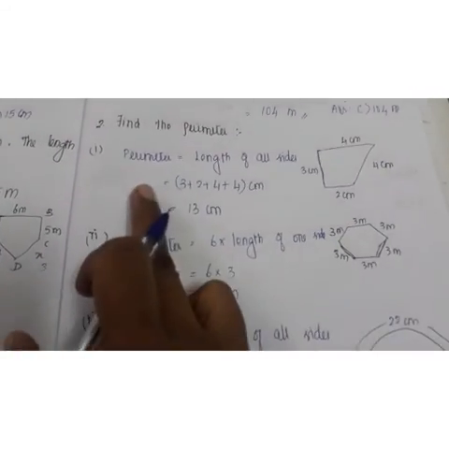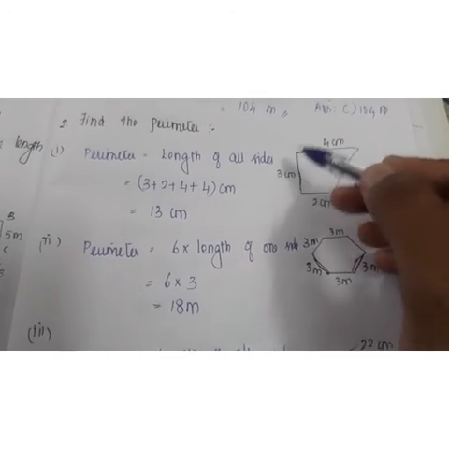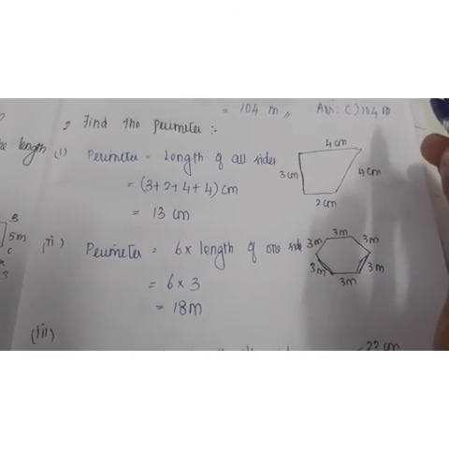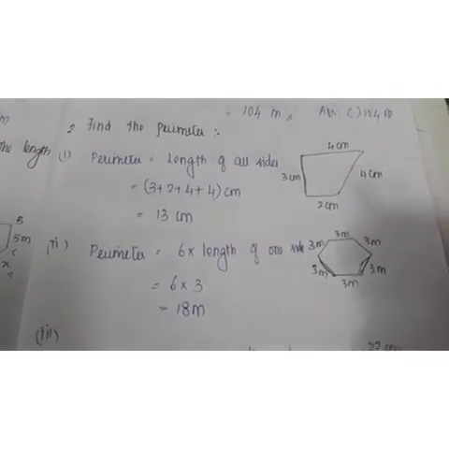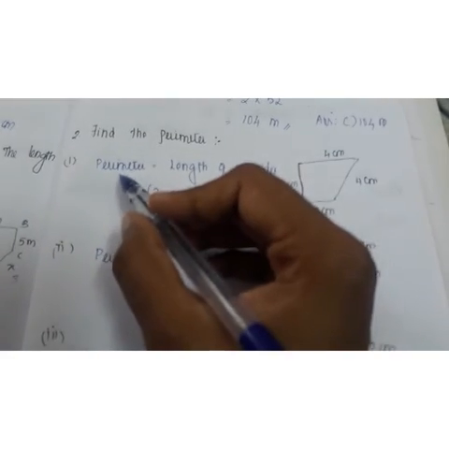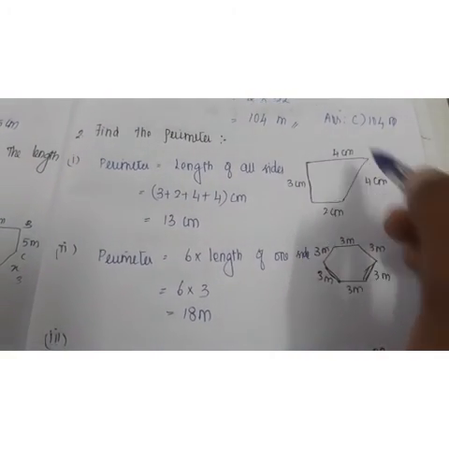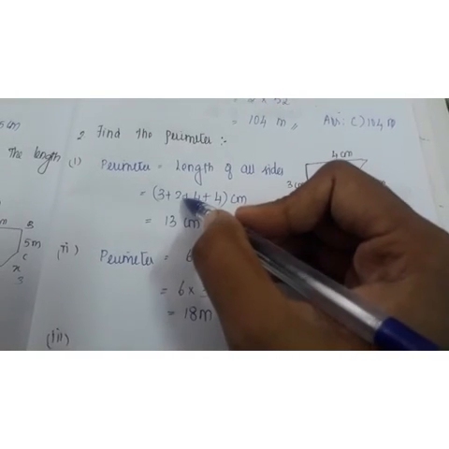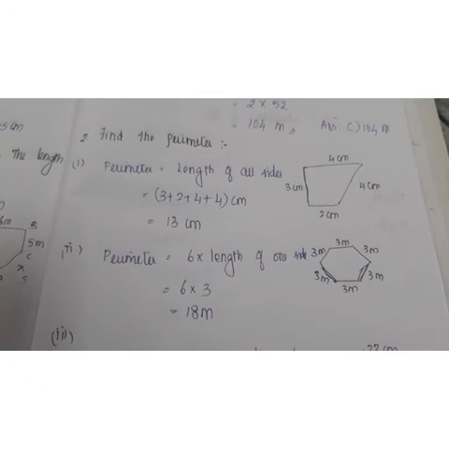And the second question you can see here: find the perimeter of the given figures. The first figure is given like this, right? This is an irregular shape. Here all sides are given. We just need to add the lengths of all the sides. Perimeter is equal to the length of all sides. That means 3 plus 2 plus 4 plus 4. So 3 plus 2 is 5, 5 plus 4 is 9, 9 plus 4 is 13 centimeter.